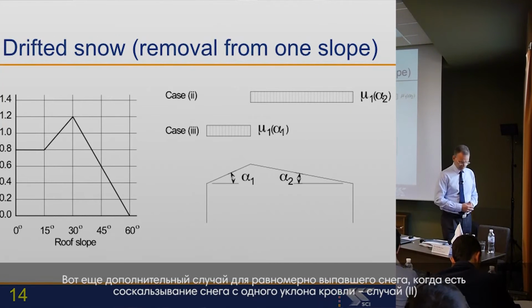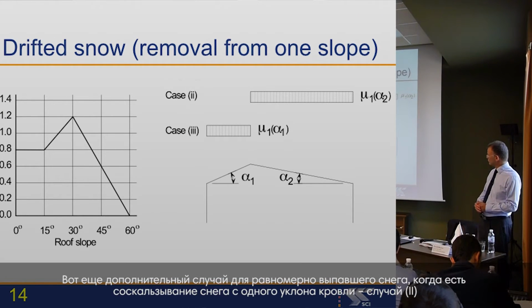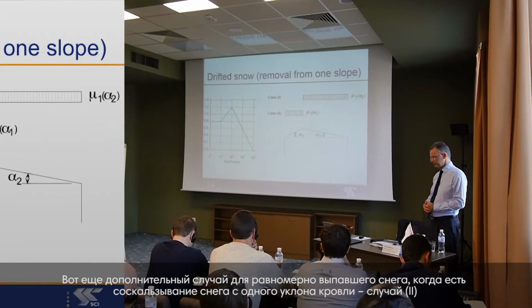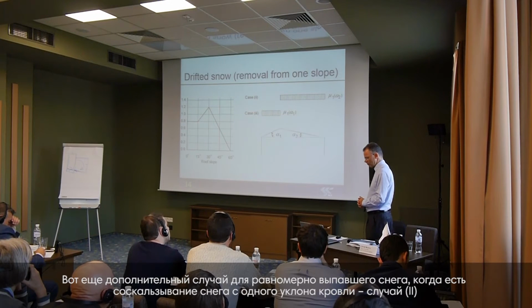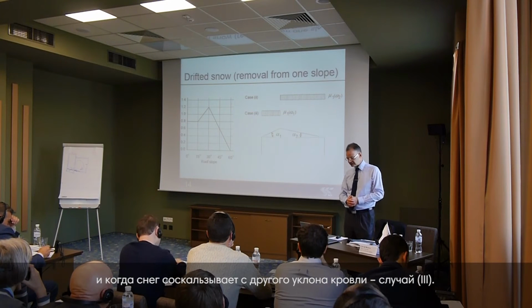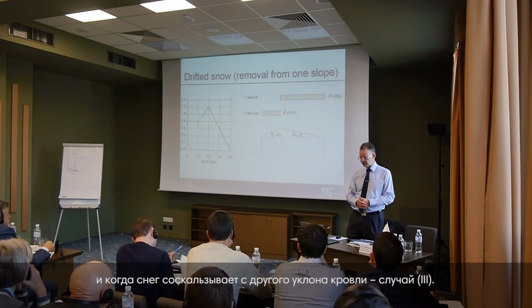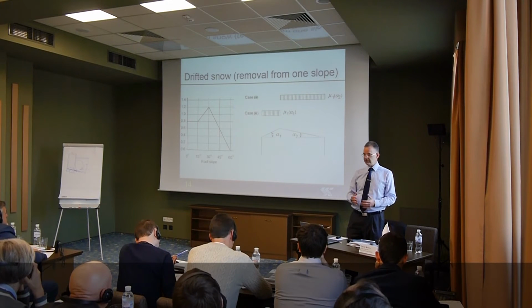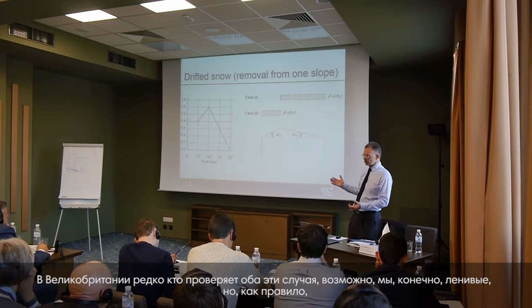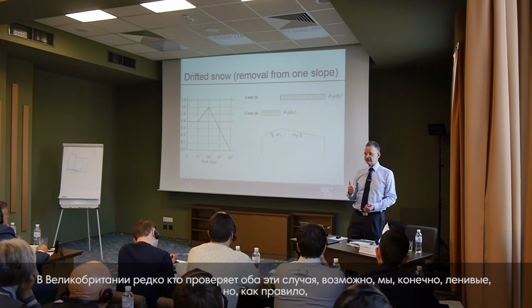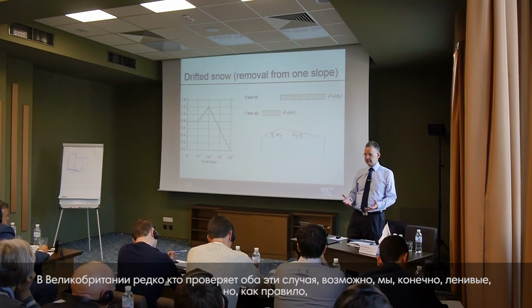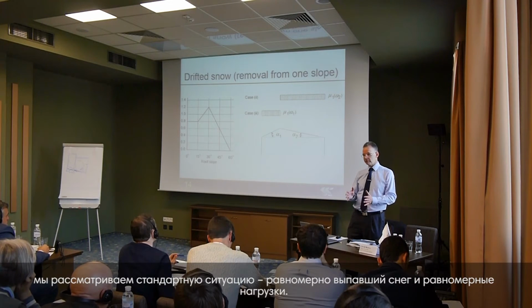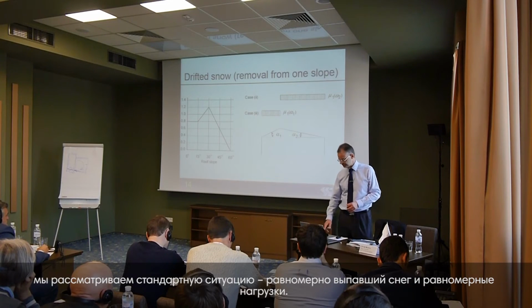So here are the two additional cases, as well as uniform snow. You'll see case 2 at the top there is snow removed from one roof slope, and case 3 is snow removed from the other roof slope. In the UK, it would be unusual to check both of these cases. Perhaps we are being lazy, but generally we would only check the uniform case.